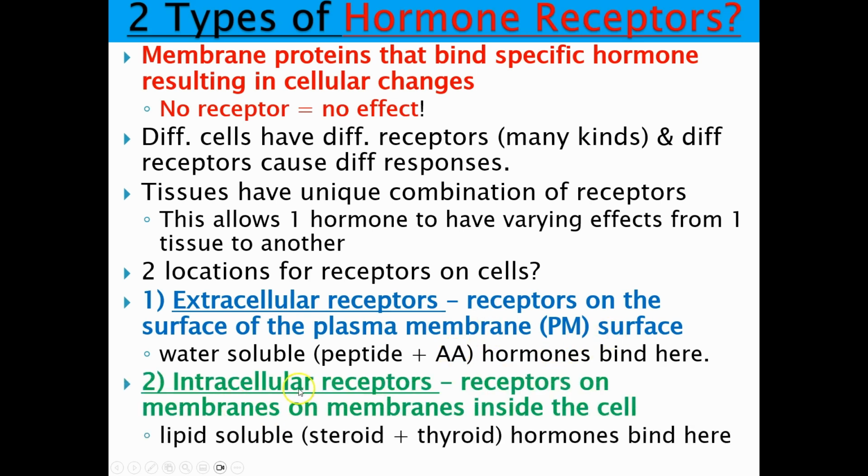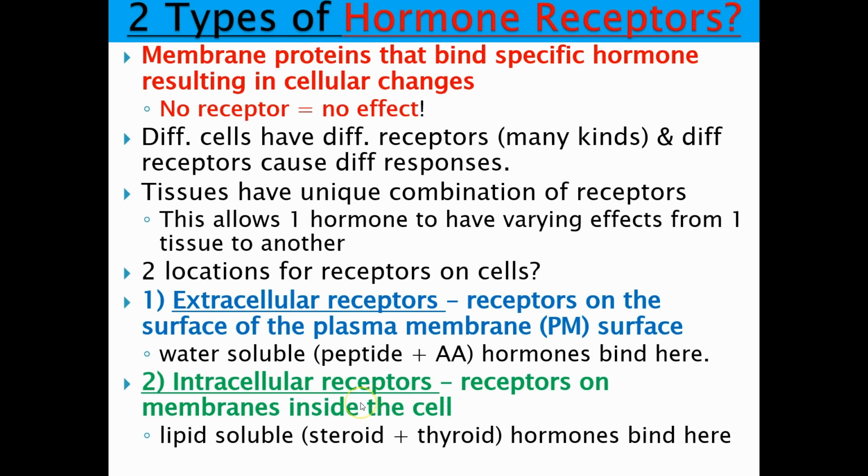And then we have intracellular. The word intra is the key here. You see the prefix. Intra means inside. So these are receptors on membranes inside the cell. I just wanted to take care of that really quick. Intracellular receptors are receptors on membranes that are inside the cell.